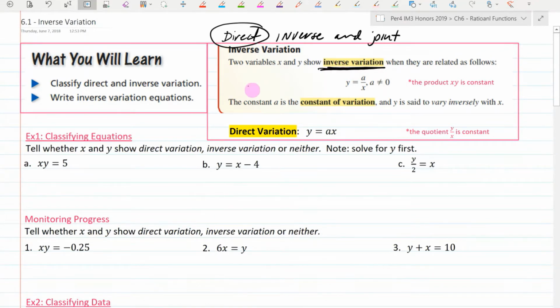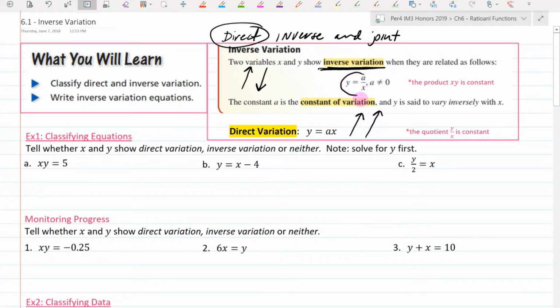So for example, as the price of gas goes up, the amount of gas you can buy goes down with the money you have. And then direct variation is as something goes up, so like the more gas you have, the more miles you can drive, and they go in the same direction.